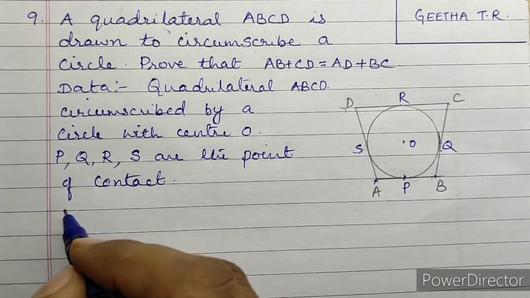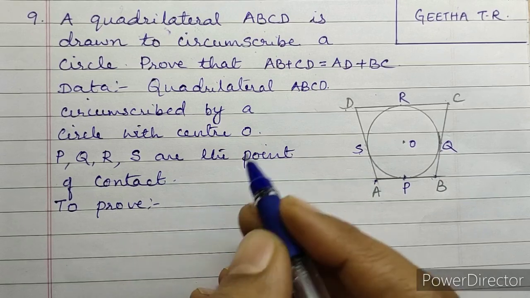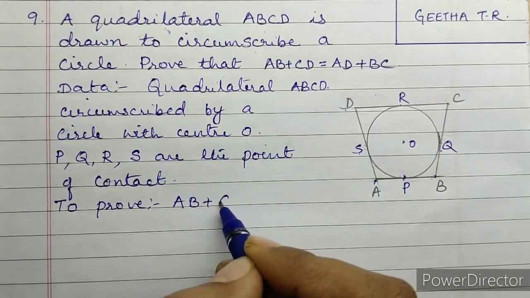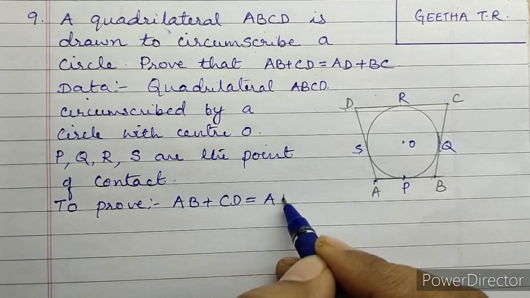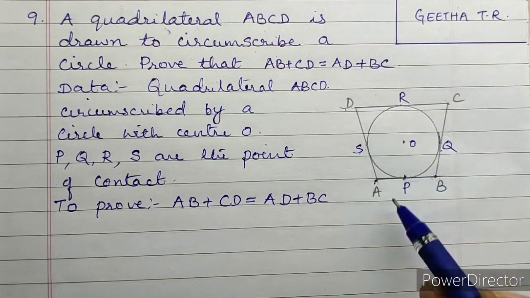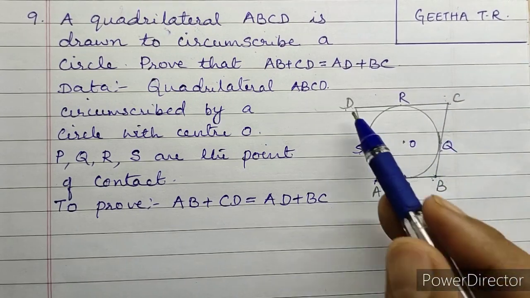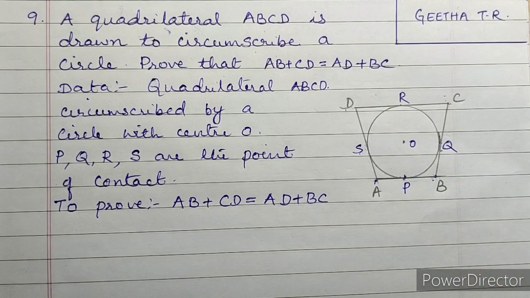So what is to prove? It is already given in the question. AB plus CD equals AD plus BC. AB and CD are opposite sides only. AB plus CD equals BC plus AD, or AD plus BC. So now we will take the proof part.